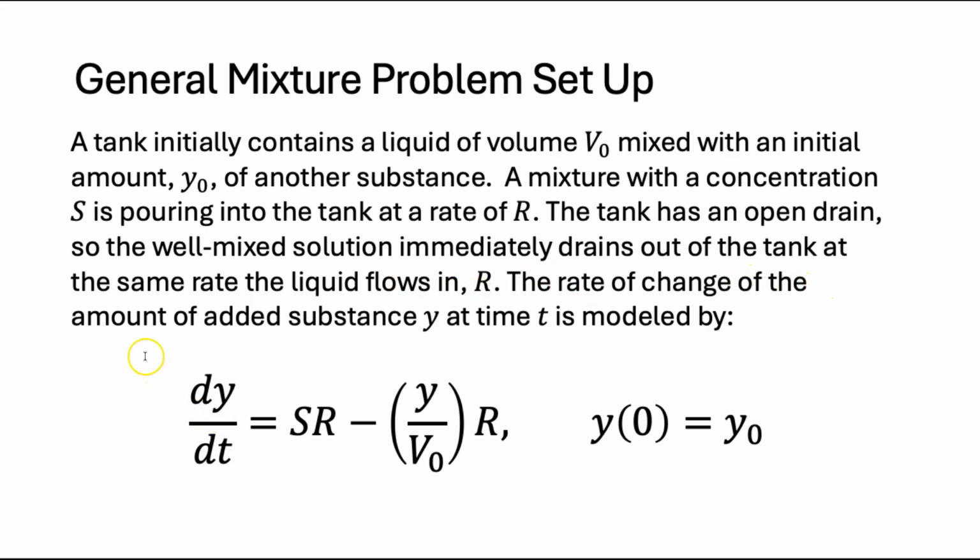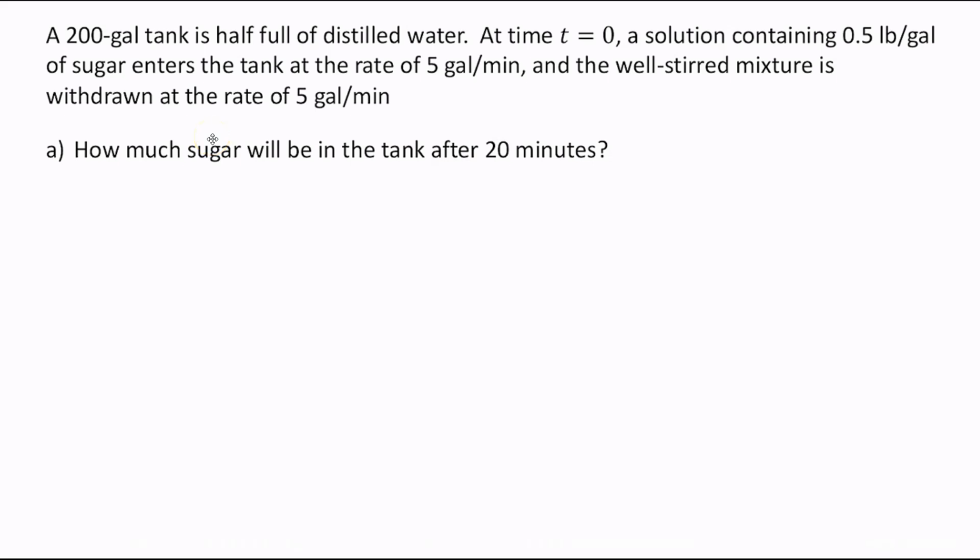The rate of change of the amount of added substance Y at time t is modeled by the following initial value problem. We have dy/dt equals SR. So S is the concentration, and R is the rate at which that is pouring in, minus the output rate. Y over V naught is the concentration of the well-mixed solution times the rate at which the well-mixed solution is leaving. And the initial condition, Y of 0 equals Y naught. Let's go ahead and look at another example.